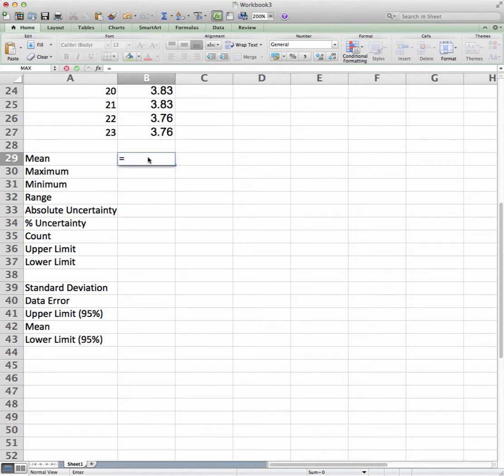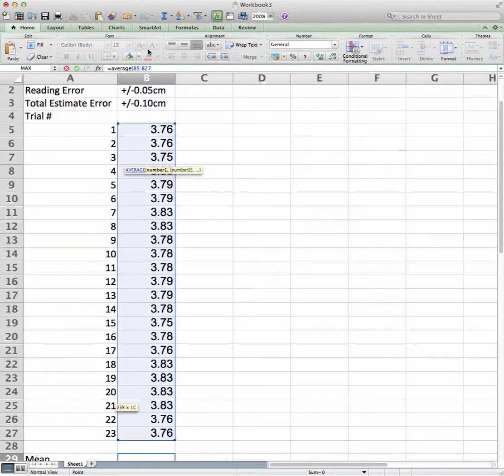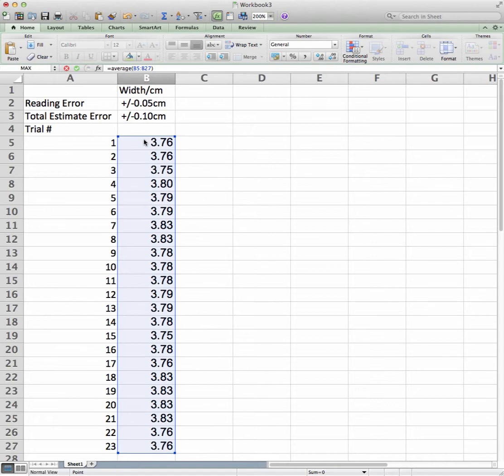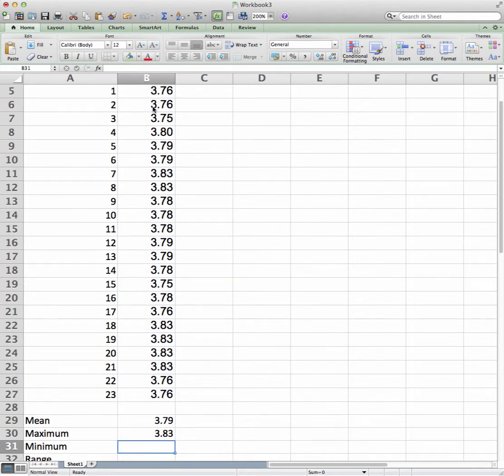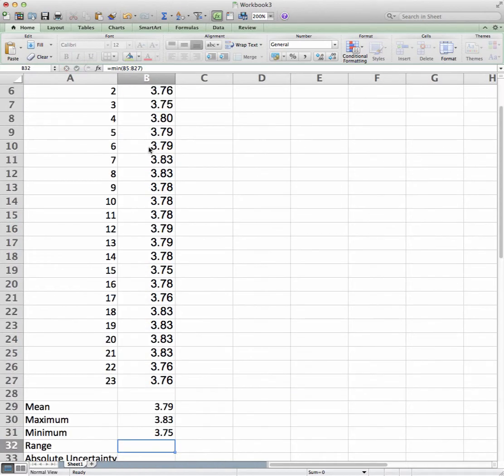The mean, the formula we use is equals average, and we highlight all the numbers, like so. That gives us the mean. The maximum is equal to the max, and I highlight all the numbers. And the minimum is equal to the min, highlighting all the numbers. And the range is max minus min, so that's equal to this minus this.